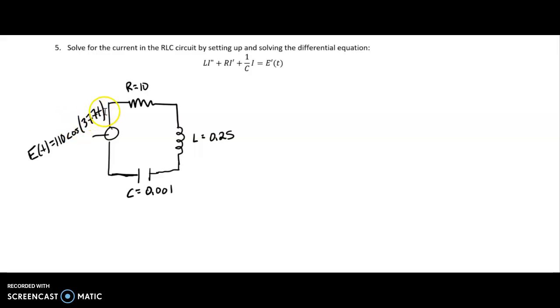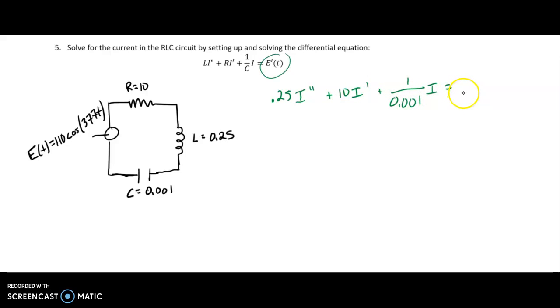In this case, this 377t, and that cosine sort of correlates with plugging it into a regular 110, 120 volt wall socket. Okay, so we're using this equation right here. So I'm going to quickly plug in the correct pieces. So you can see 0.25 I double prime plus 10 I prime plus this fraction times I equals.